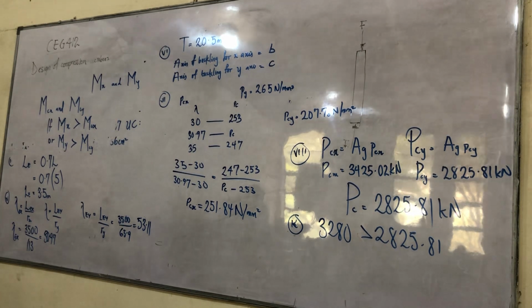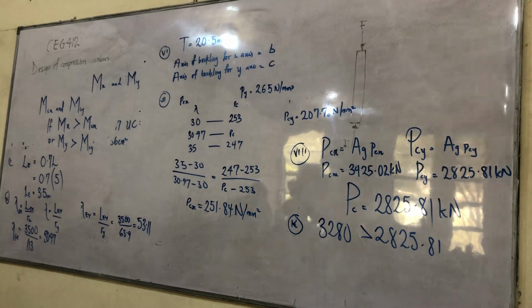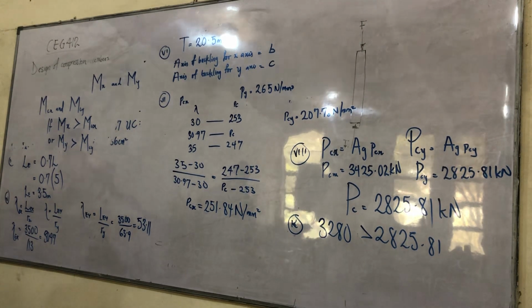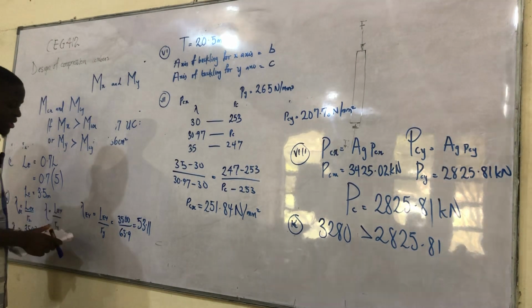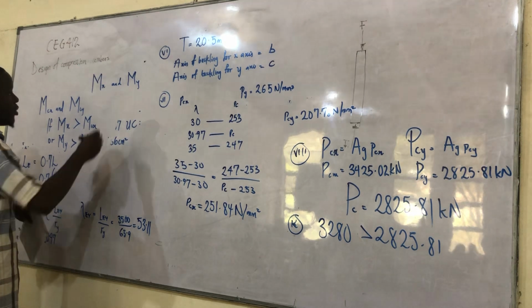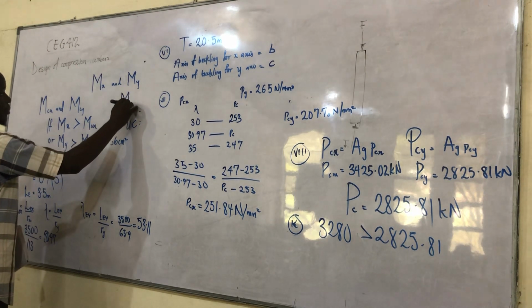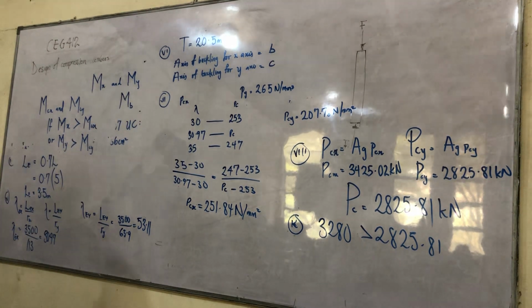Step 10. Evaluate buckling resistance of section MB. This is just capital letter M subscript B, that buckling resistance MB.